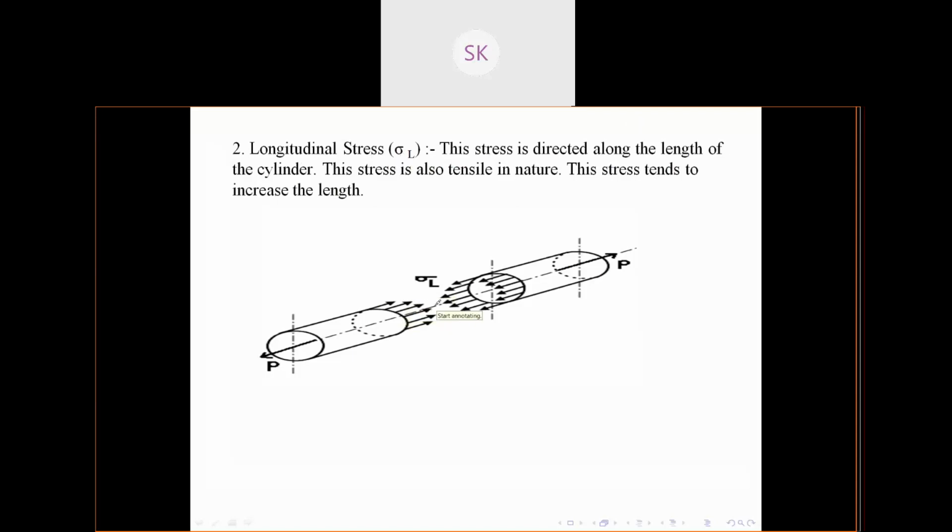That means, suppose this is the cylinder, load is applied in this direction, and it tries to make two halves. It is getting two halves.